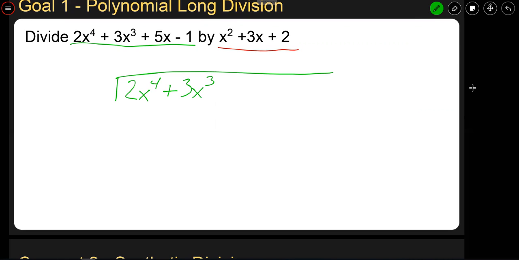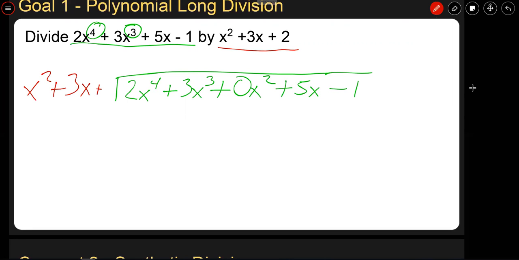When we set up our polynomials, again, place value is very important. Just like when we were adding, subtracting, and multiplying polynomials, we have to account for the missing values. In this case, I've got a fourth power and a third power, but I don't have a second power. So I'm going to put a placeholder in there for my second power. I'm going to put 0x squared right in there, and then continue with plus 5x and minus 1. That's my dividend, the value being divided. My divisor is x squared plus 3x plus 2. And now I'm just going to work through this problem.